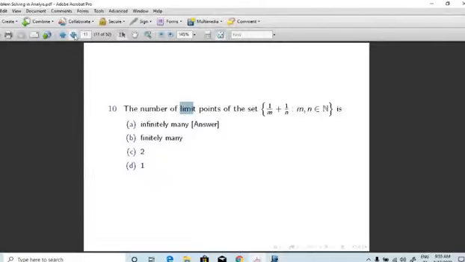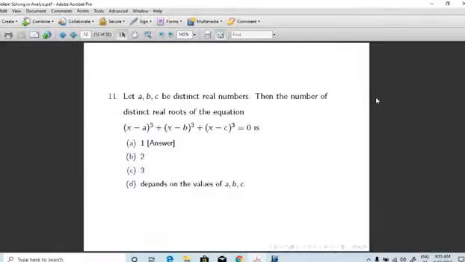Now, next problem. Look at this problem. Let a, b, c be distinct real numbers, a not equal to b not equal to c. Then the number of distinct real roots of this equation. Okay, now this is a third degree polynomial.